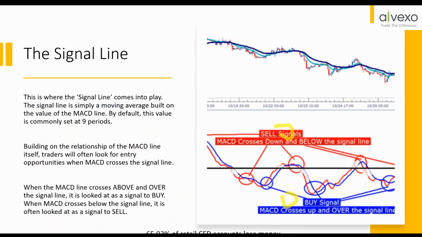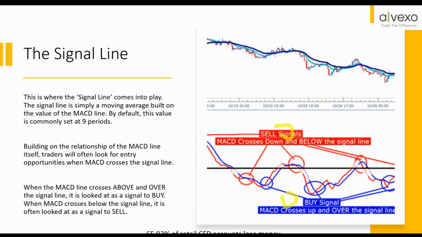So this is where the signal line or the trigger line comes into play. The signal line is simply a moving average built on the value of the MACD line. By default, this is commonly set at 9 periods. Building on a relationship with the MACD line itself, traders will often look for an entry opportunity when the MACD line crosses the signal line. When the MACD line crosses above or over the signal line, it is looked at as a buy signal, buy alert, or a transaction signal.